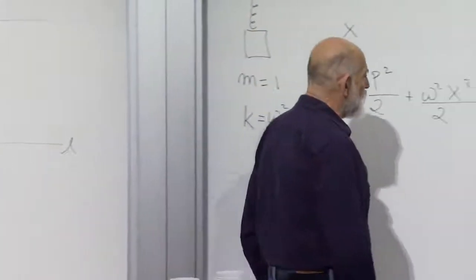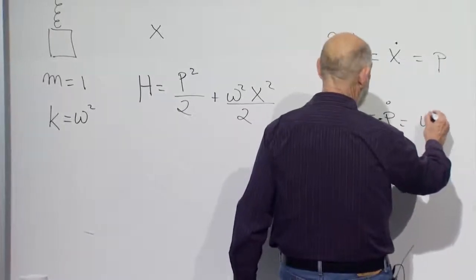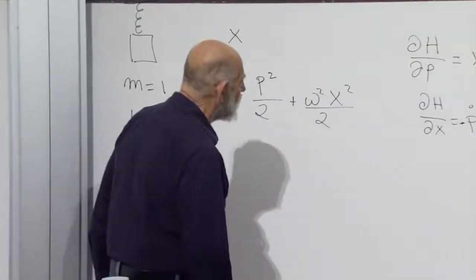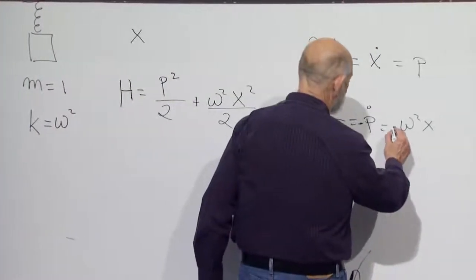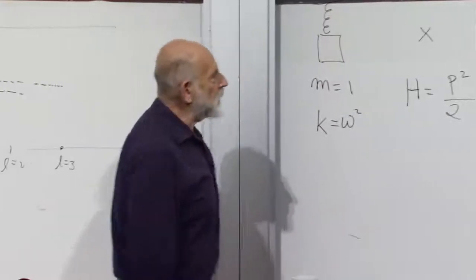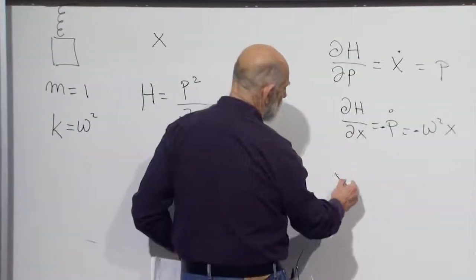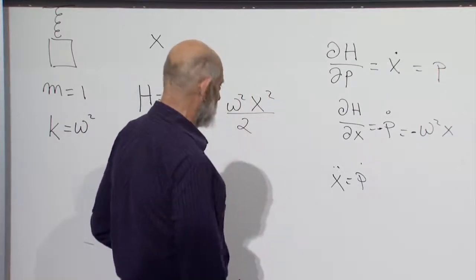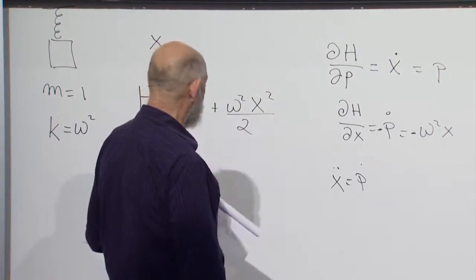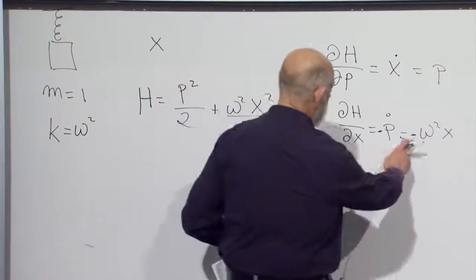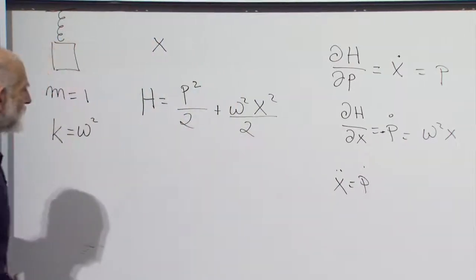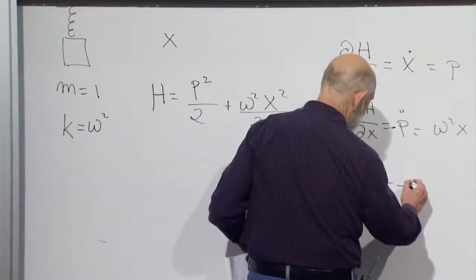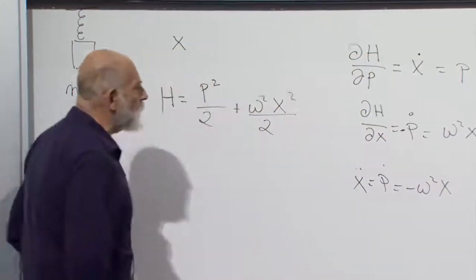dH by dx is omega squared x, plus or minus? Minus. Okay, let's check Newton's equations. Let's calculate the acceleration. The acceleration is x double dot. That's p dot. Do I have the sign wrong here? dH by dx equals minus p dot equals plus omega squared x. So x double dot is equal to minus omega squared x.